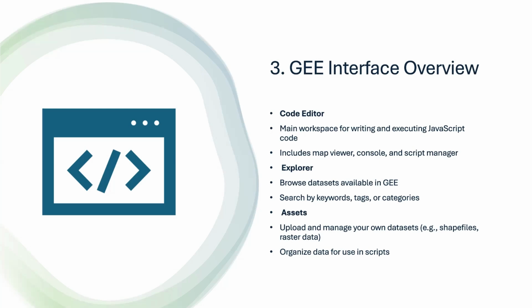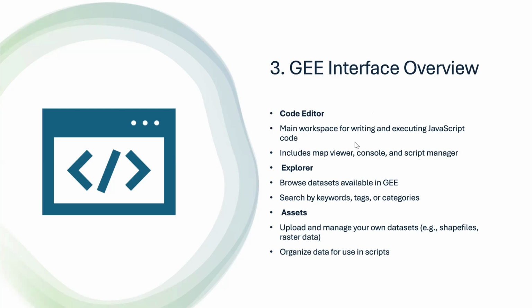So another thing apart from the code editor, we have the Explorer. Well, the Explorer basically handles data sets that are available in Google Earth Engine, and we can do that by searching them using keywords. For example, you want Landsat, you can just Google Landsat 8. You want maybe Sentinel, you can Google Sentinel, or any other data set that you want, right?